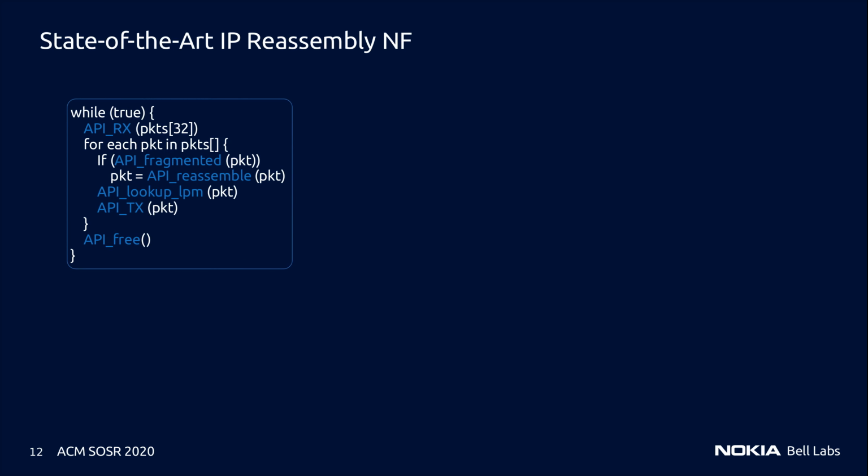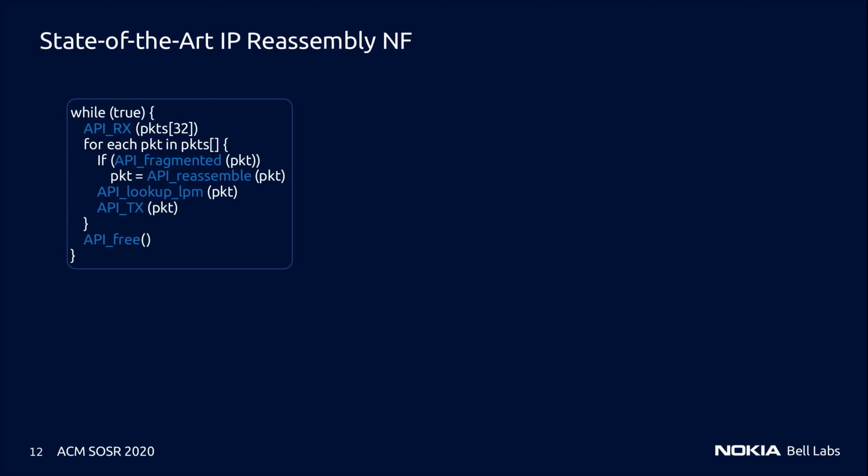Now let's see how we can apply this lesson to the IP reassembly network function. The problem here is that unlike the hypothetical scrambler function that we just saw, many real-world network functions, including IP reassembly, are not designed with clear-cut multi-stage processing in mind. Let's see how the state-of-the-art IP reassembly is designed.